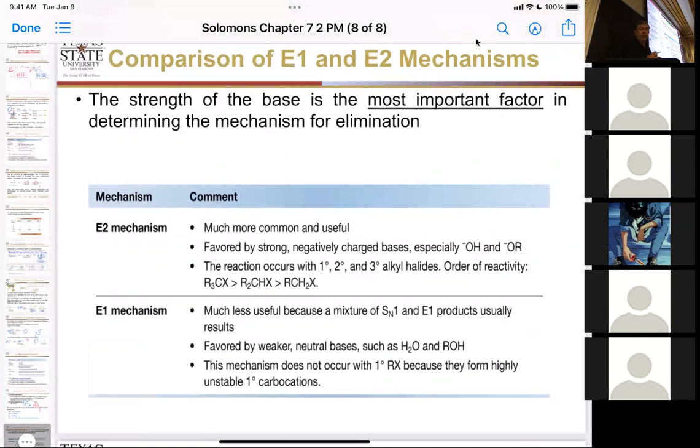No, okay. So let's compare and contrast. Okay. E2 is much more useful. E2 uses nice strong bases like hydroxide, ethoxide, and tert-butoxide. Okay. The reaction occurs in all of them, primary, secondary, and tertiary, with tertiary being fastest, secondary being second, and primary being last. Okay. E1 is much less useful because there's competition and rearrangements. But if the only reagent on your reagent line is water or methanol, or occasionally acetic acid, that's going to be an E1 reaction. And the mechanism does not occur on primaries. So it only does it on secondaries and tertiaries. So if you have a primary, you have to go with your stronger base and go E2.